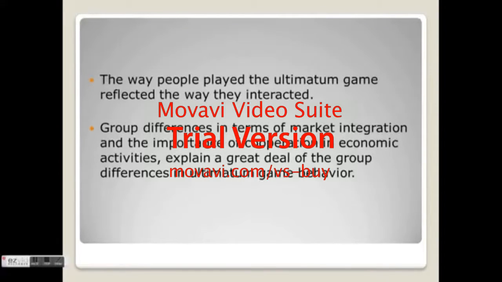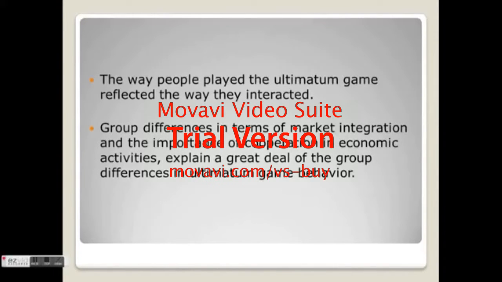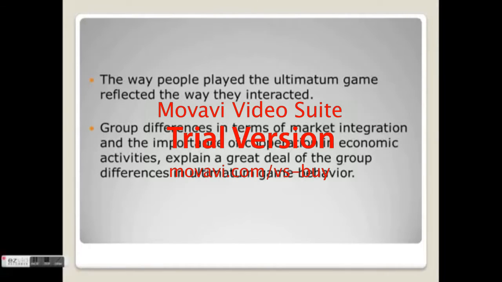Let's now look at some more examples of group differences. Market integration, the importance of cooperation, and economic activities explain a great deal of the group differences in Ultimatum game behavior. For instance, participants from a whaling culture, in which people survive only through highly cooperative interaction and sharing, had a high incidence of more equal splits, as did those in cultures where people commonly exchange products and labor in markets. Another example is that Mongolian allocators tend to offer even splits because reputation is more important than monetary gains. So that's the biggest thing we need to pay attention to: people are valuing different things, because money isn't always going to be the be-all and end-all.